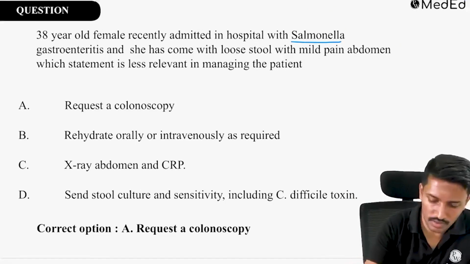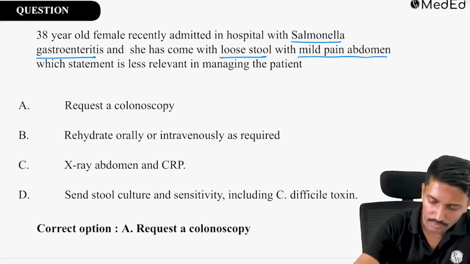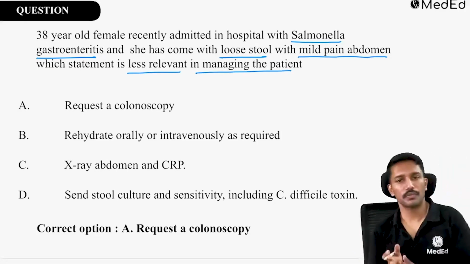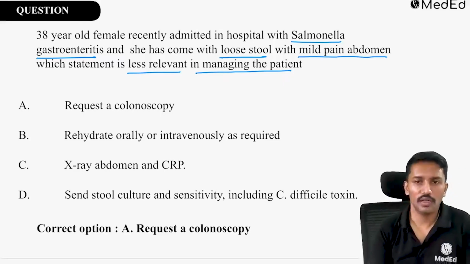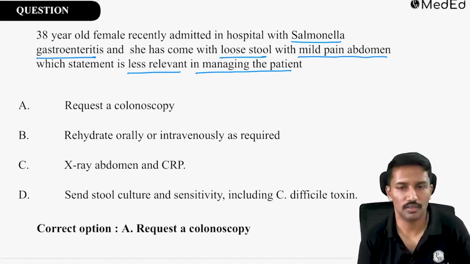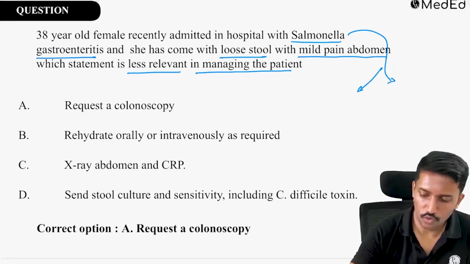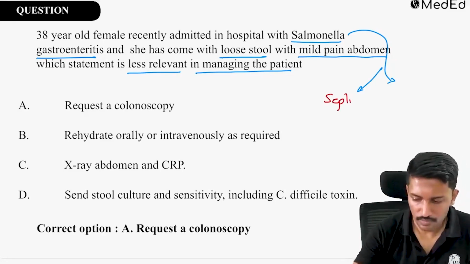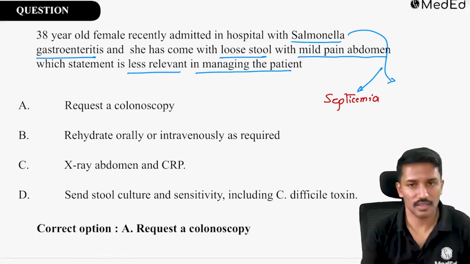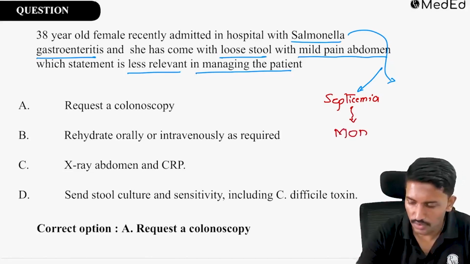So we are talking about enteric fever, and she has come with loose stools and mild abdominal pain. Which of the following statements is less relevant in managing the patient? Okay, so what are we dealing with? Salmonella gastroenteritis. Now, if I have to deal with the worst case of salmonella gastroenteritis, what can I expect? Salmonellosis in the worst case scenario leads to two complications. The first one is septicemia, or salmonella circulating in blood causing other organ dysfunction. Septicemia leading to multi-organ dysfunction syndrome, that leading to death. That is one worst case scenario.